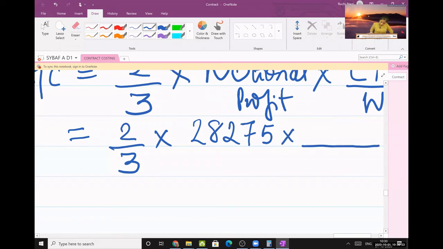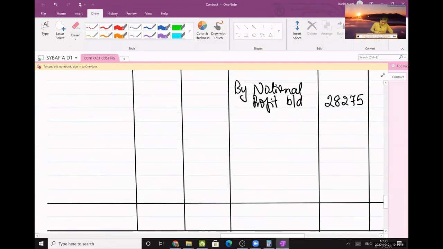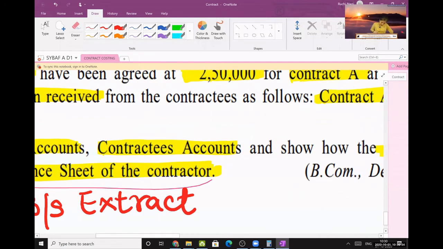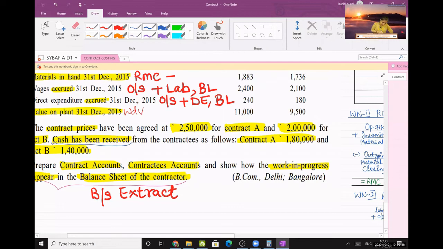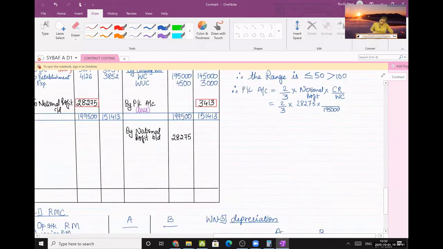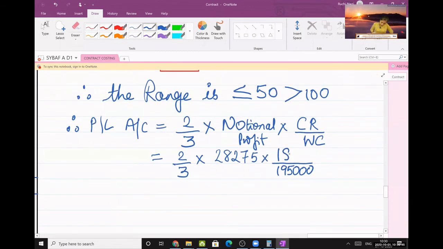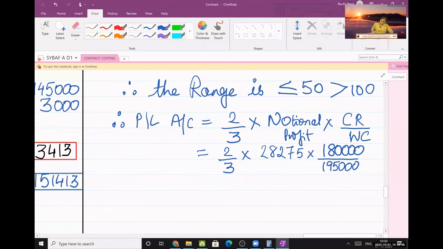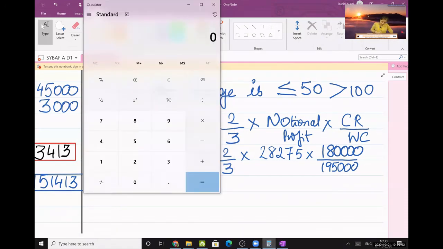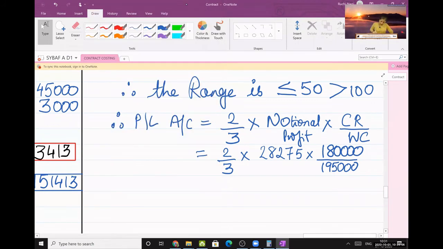28,275 into work certified kitna hai? 1,95,000. And cash received is also given in the question. Humne marking bhi kiya tha. Cash received 1,80,000. So right here 1,80,000. Okay, now solve this. 28,275 into 1,80,000 divided by 1,95,000 into 2/3. So my answer is 17,400. So this will go to my P&L.